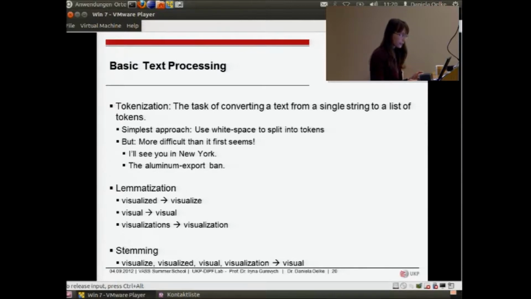Okay, then two things that you should know as well are lemmatization and stemming. Lemmatization, what it does is that it transforms all words into their basic form, into the lexical form, the form that you could look up in a dictionary, basically. So visualize would become visualize, visual would stay visual, and visualizations would become visualization.